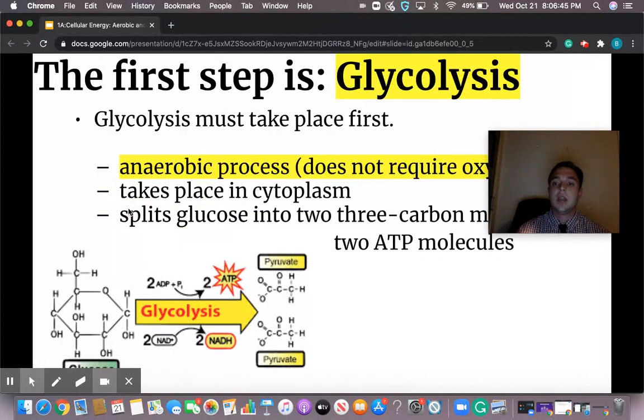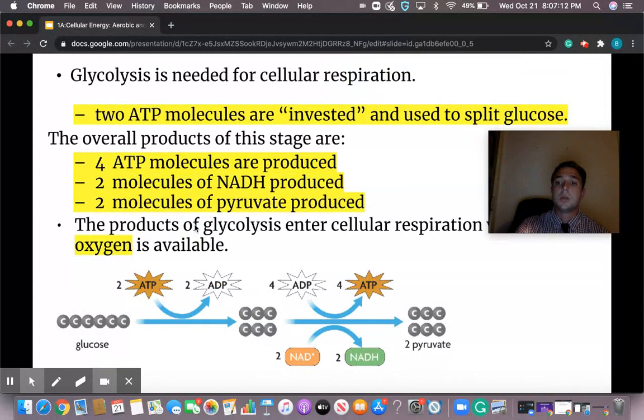So the first step in aerobic respiration is glycolysis. Here, there's no oxygen available, so it's an anaerobic process. So it's not the true first step in which cellular respiration occurs. This takes place in the cytoplasm, and specifically what's happening is that glucose molecule is getting broken up into two 3-carbon molecules, or pyruvates, and two ATP molecules. But since there is no oxygen available, that cell must invest two ATP molecules for the process to occur. So in the end, you end up with 4 ATP molecules, 2 molecules of NADH, and 2 molecules of pyruvate.